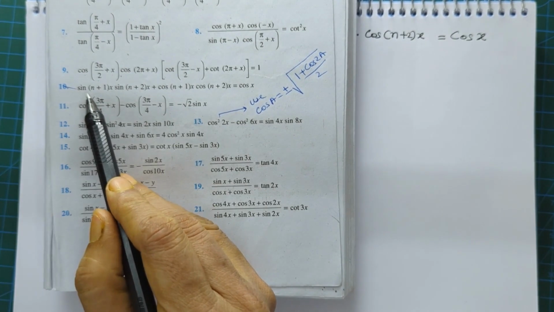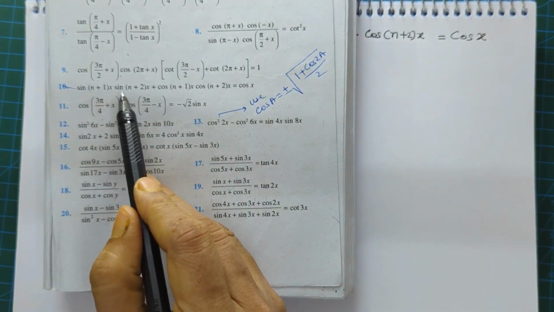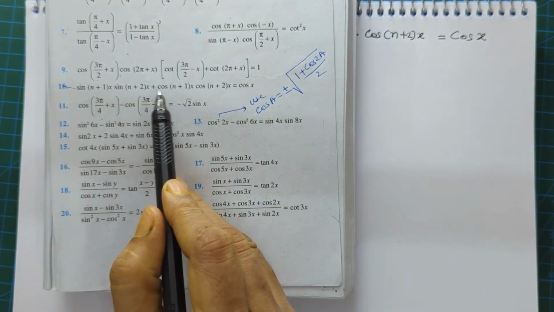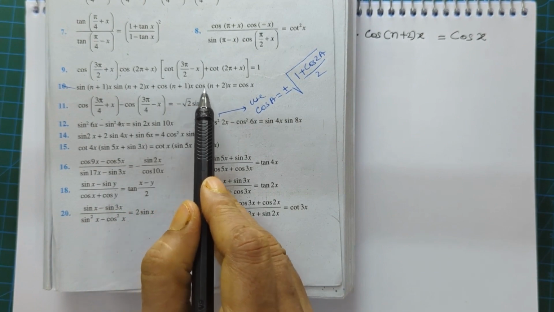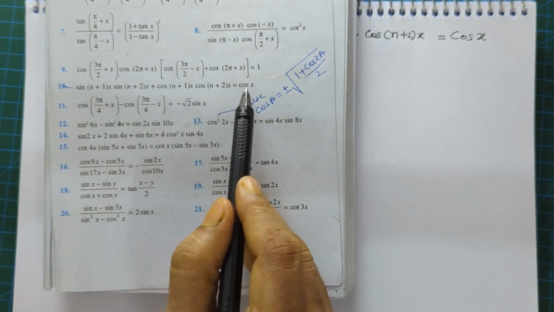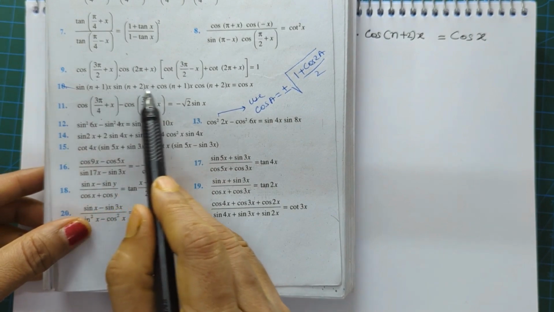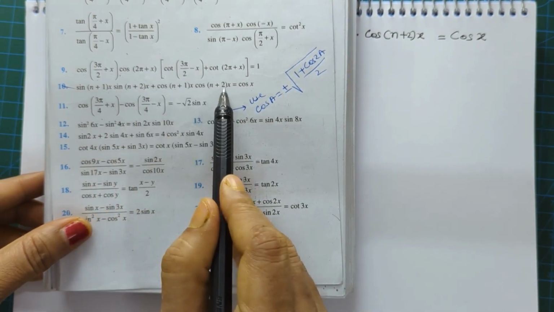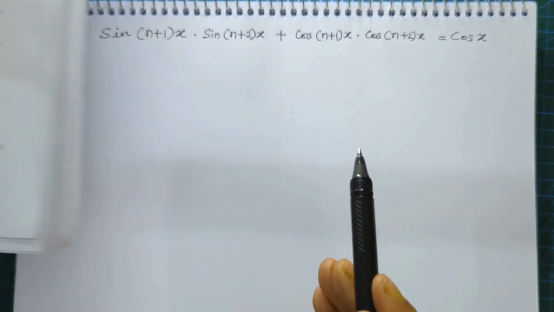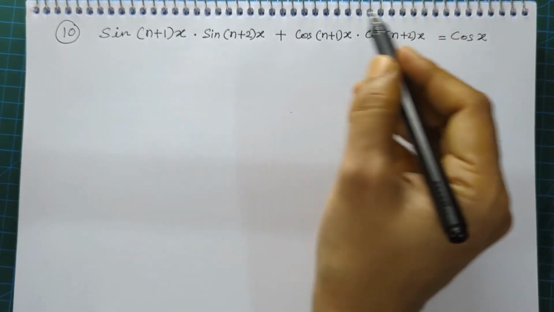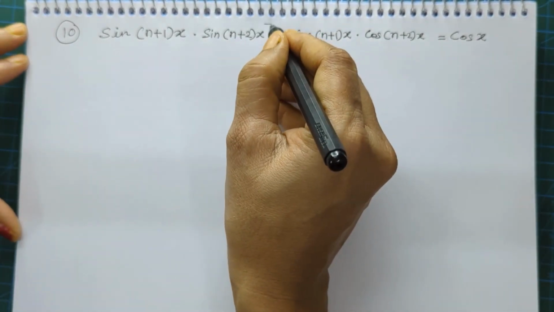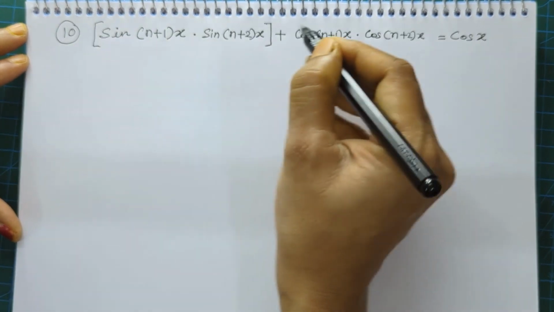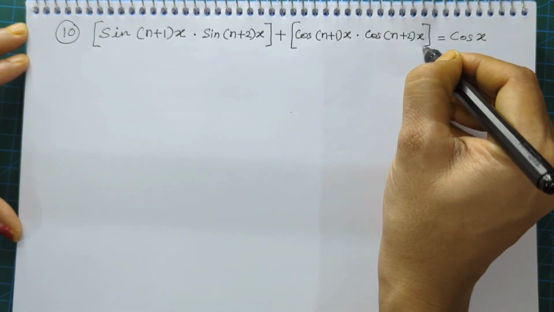Question number 10. sin(n+1)x times sin(n+2)x plus cos(n+1)x times cos(n+2)x is equal to cos x. Since the left hand side is complex, we will start from the left hand side and reach the right hand side. So this is the expression. But how does this expression look? You see, this is the product form and this is the product form on the left hand side.